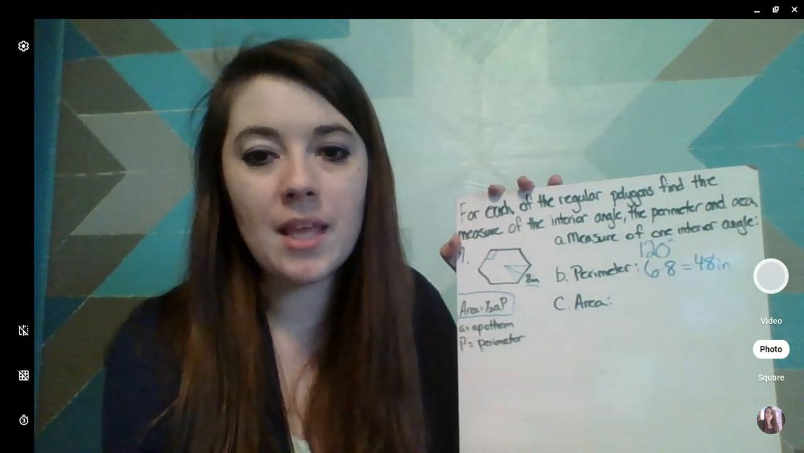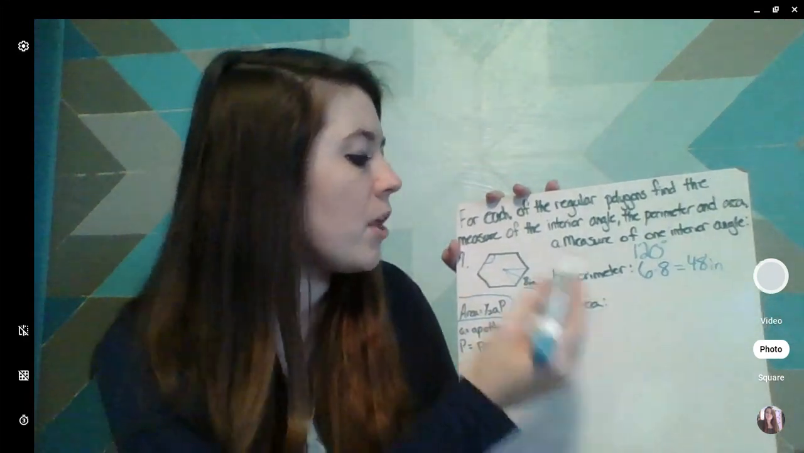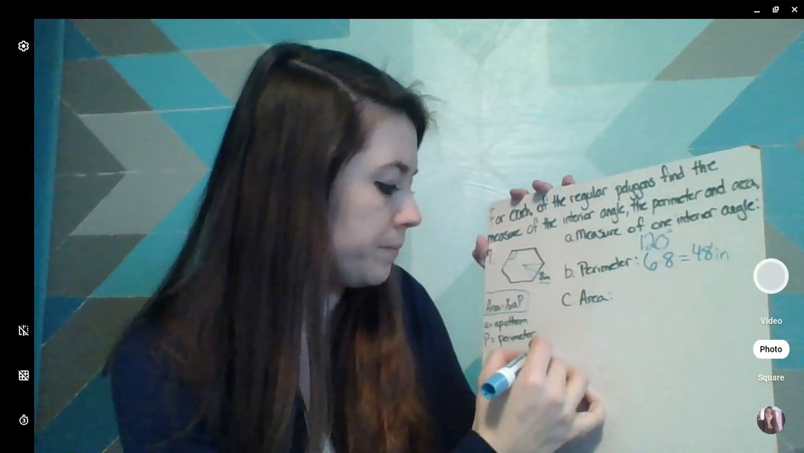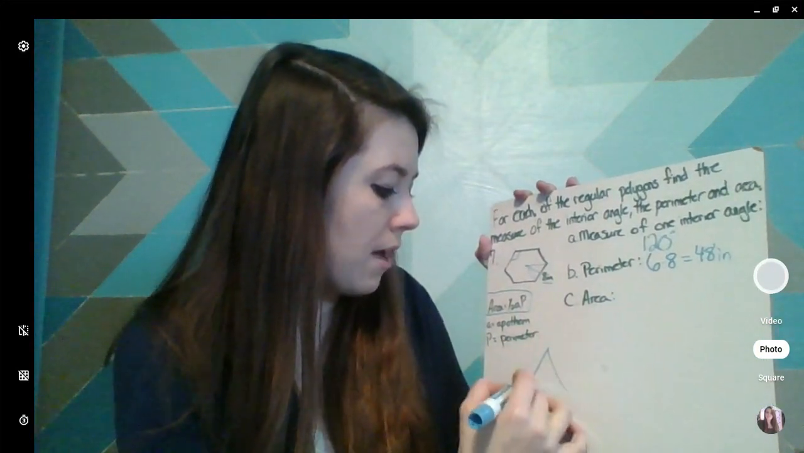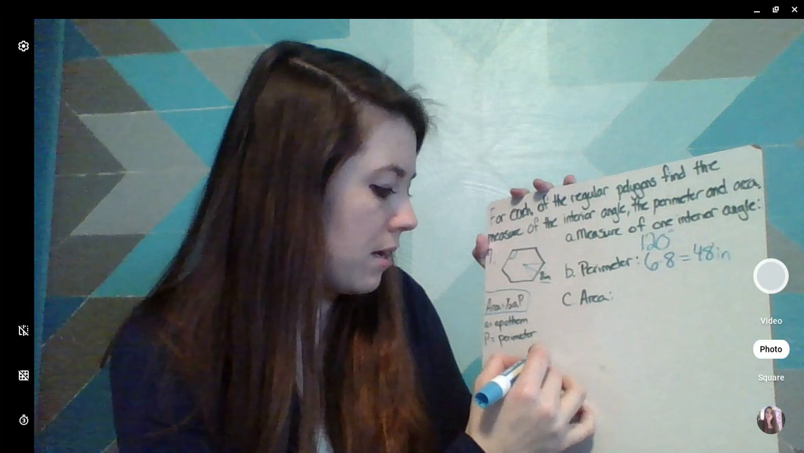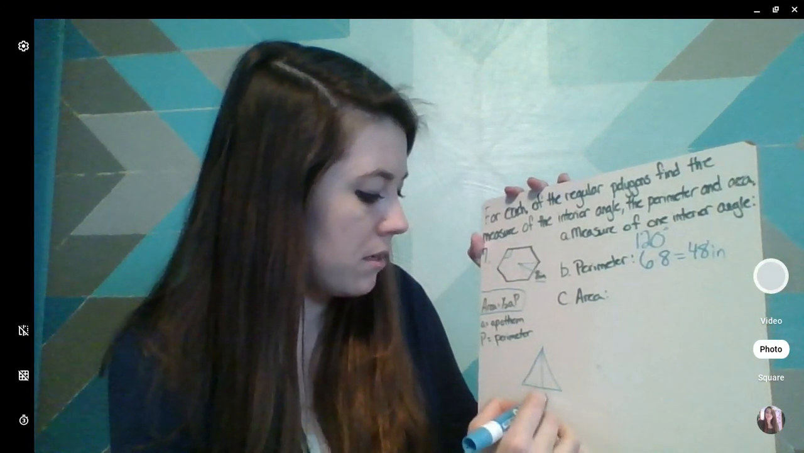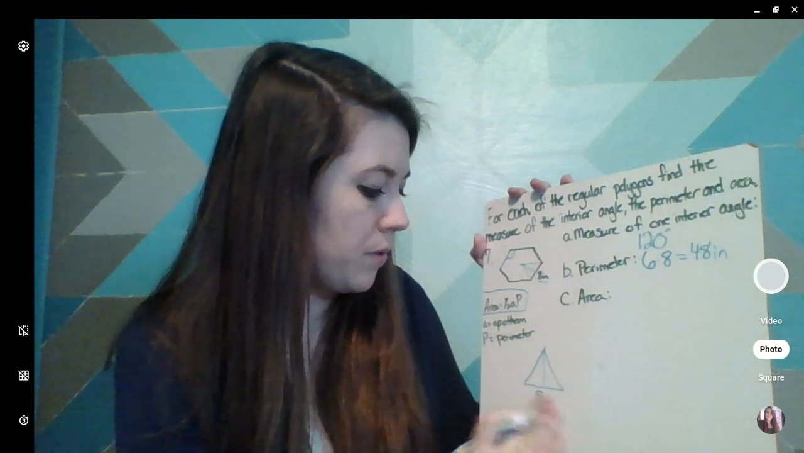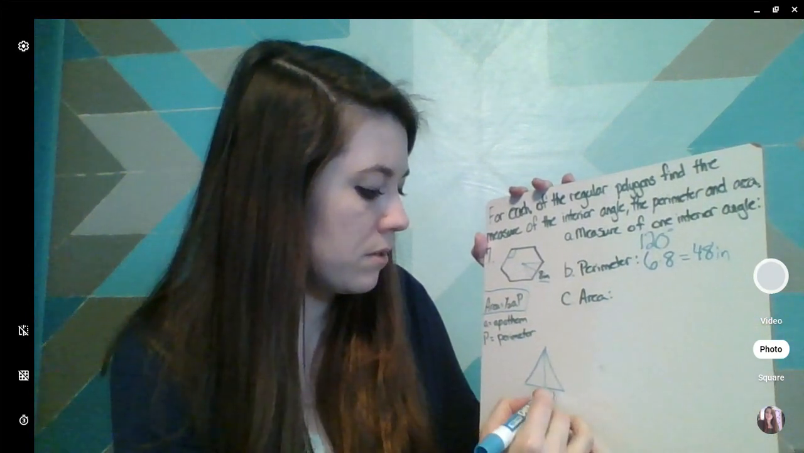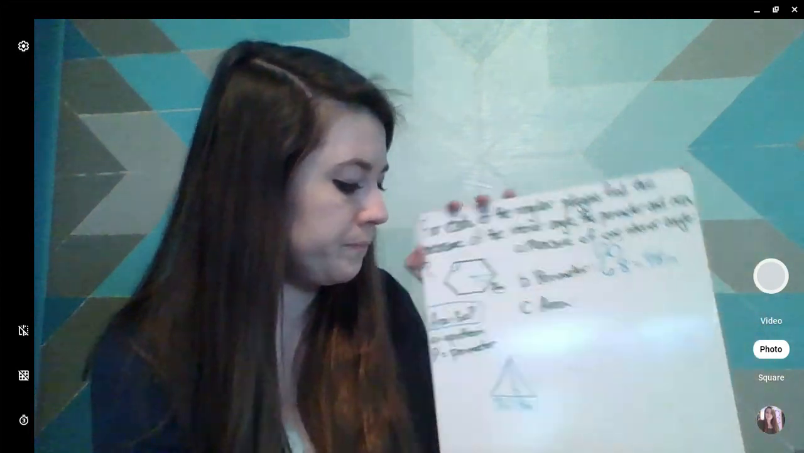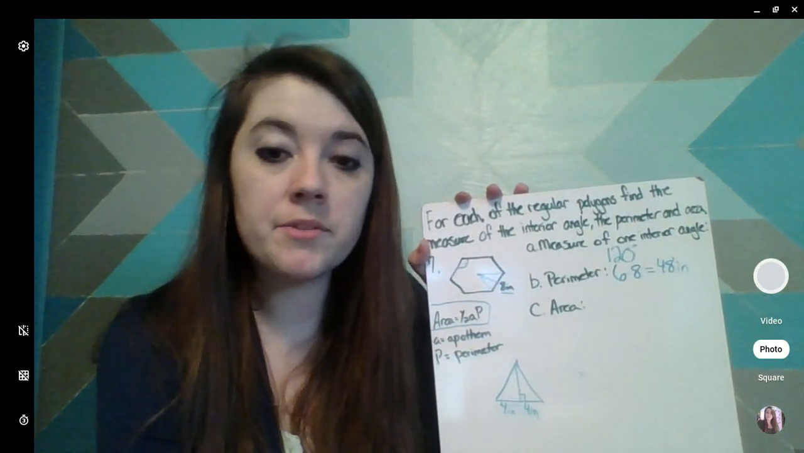But now we need to figure out what the apothem is. We don't have that right now. So I'm going to take this little figure that I drew down here, this triangle, and draw it down here. So we've got this right here. And this is 8 inches. So this is 4 inches. This is 4 inches, right angle. All right, so we have this right here.